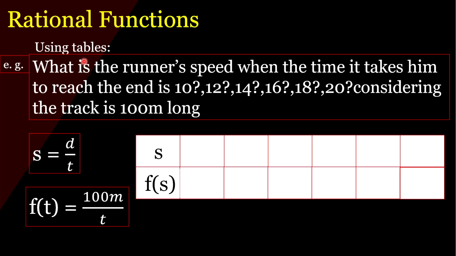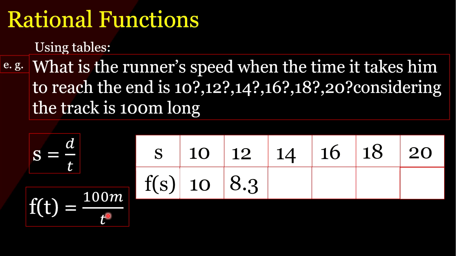So, ito yung table natin. So, ilagay natin sa taas yung mga ipa-plug in natin. So, i-plug in natin tong 10. Magiging ano siya, f of 10 is equals to 100 meters over 10. So, 100 divided by 10 is 10. Parang ganoon lang din to sa iba. So, 12, 100 divided by 12, 8.3. 100 divided by 14, 7.1. 100 divided by 16, 6.3. 100 divided by 18, 5.6, and so on and so forth.